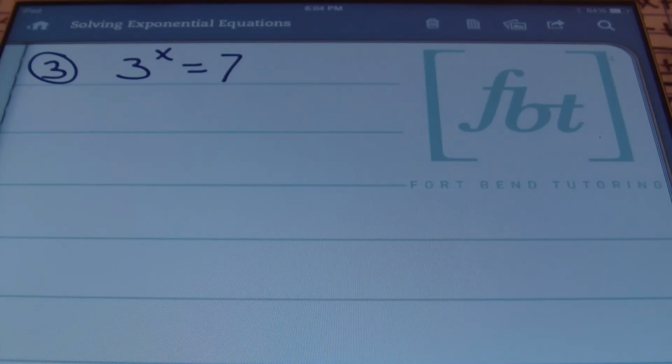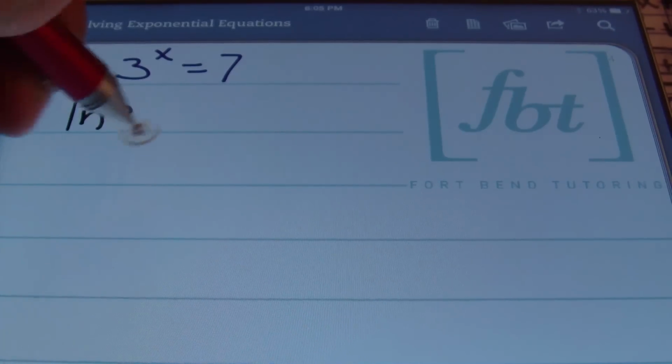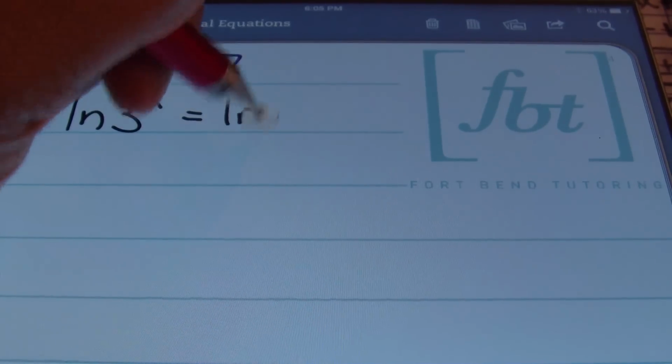So unlike our previous 2 problems, notice that the bases, the 3 and the 7, really don't have anything in common. No, they don't. So this is where you can start using your logarithmic rules, and I prefer the natural logarithmic rules, for the simple reason that it's one less letter to write and I'm lazy. So I'm going to rewrite it as the natural log of 3 to the x equals the natural log of 7.